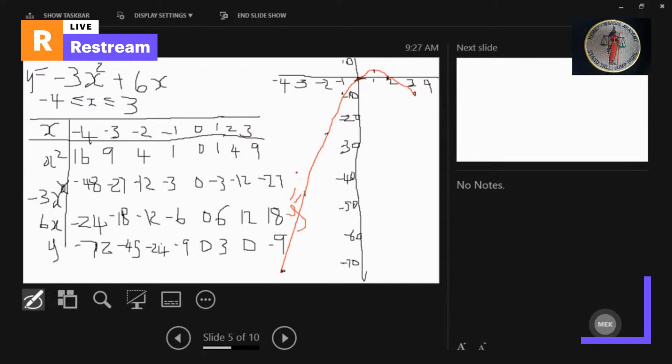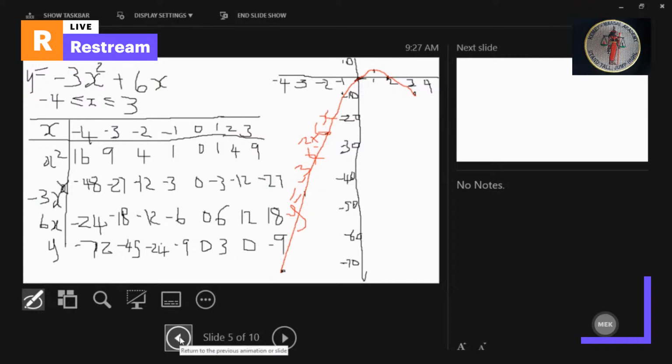So now I'm writing my function: y equals negative 3x squared plus 6x. And that's it. Negative 3x squared plus 6x. Yeah, so that's that.